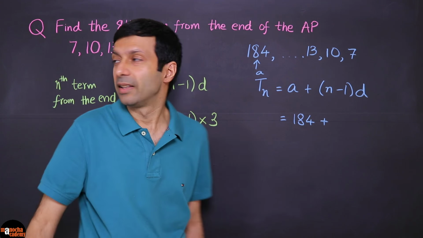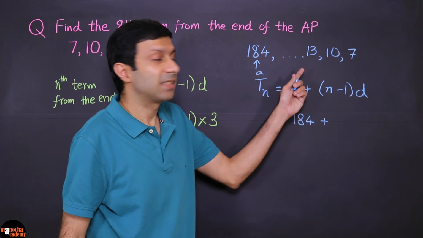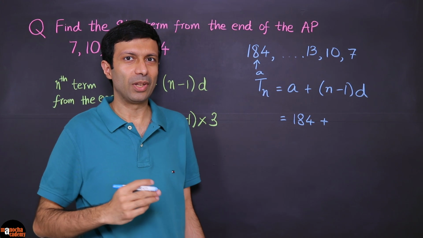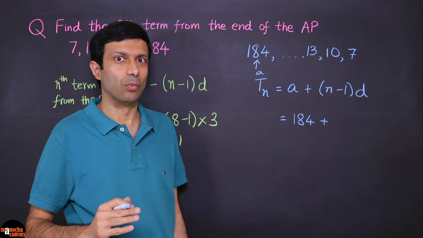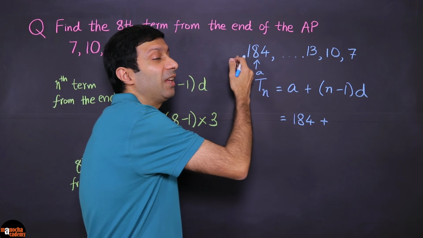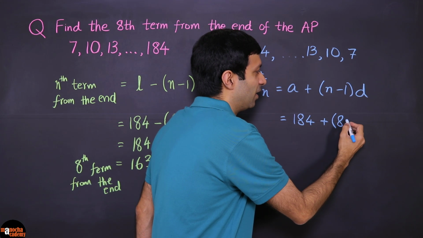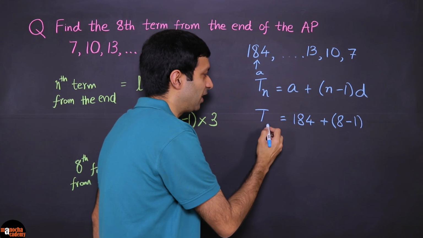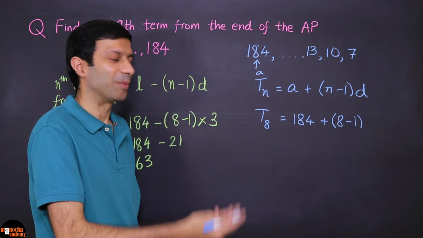And we want to find the 8th term from the end. Okay, so for the reverse series, it's going to be the 8th term from the beginning, right? If you think about it, the 8th term from the end of the AP was what we wanted to find. Now, since we've reversed the series, it's going to be the 8th term from the beginning. So we can easily apply this formula. And n is going to be 8. So we are basically calculating T8, the 8th term from the beginning.